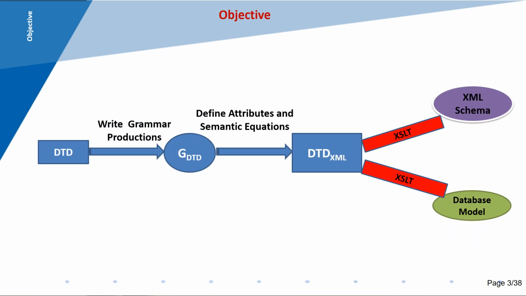We have a DTD. We write productions over the DTD. We obtain the grammar G DTD. We define attributes and semantic equations over the productions of G DTD. We obtain the DTD XML model. We use XSLT to convert the intermediate model to any other model, such as XML schema and database model.